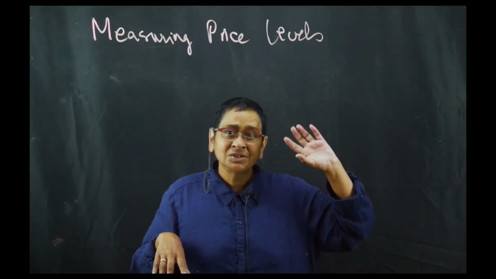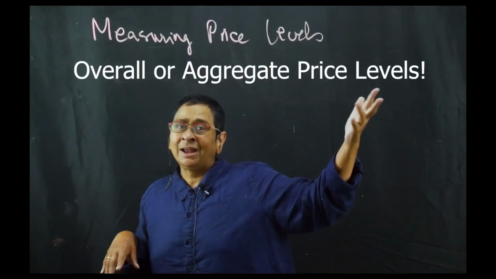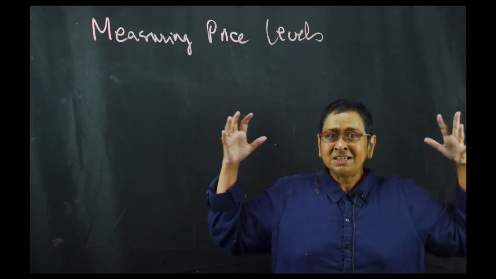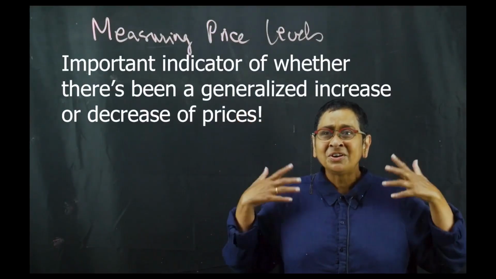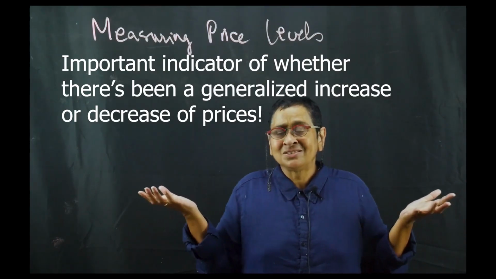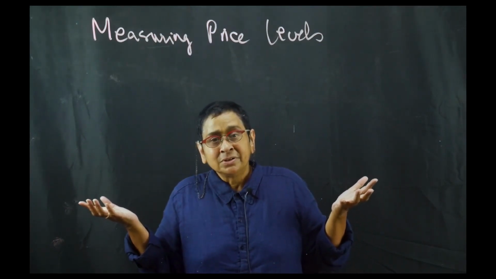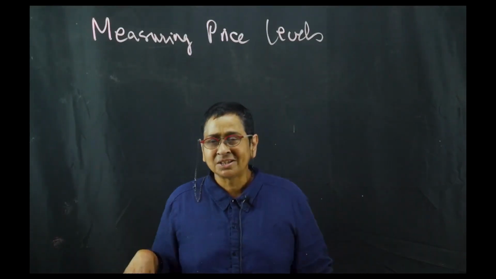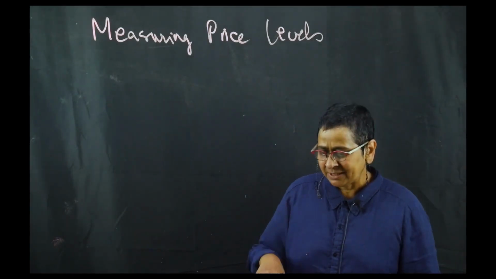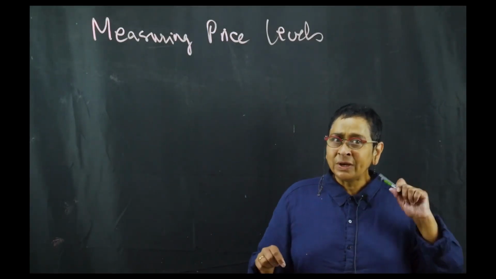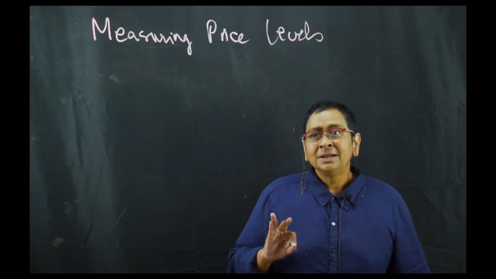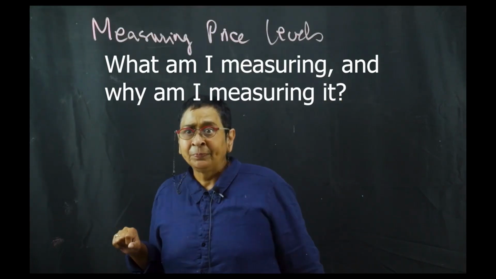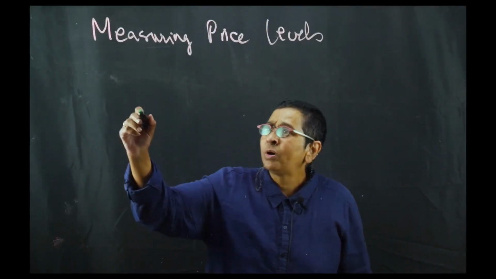But we are still interested in overall or aggregate price levels, because the overall price level is an important indicator of whether or not there has been a generalized increase or decrease in prices, right? So we have to figure out how to measure that, because we've got so many different things that we're measuring and producing, and we have to think about how we put that all together. So usually when we measure, we have to think about, okay, what am I measuring and why am I measuring it?